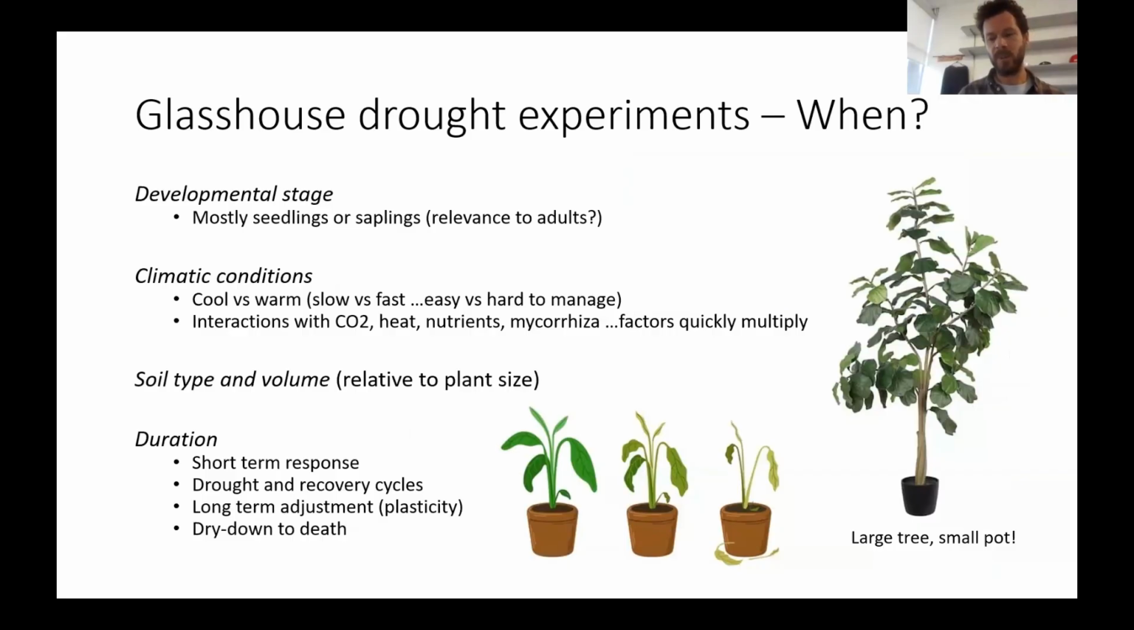So of course, a cool temperature regime will allow for a slower dry down. It's easier to manage. I've had experiments where it's just been a little bit too hot, or plants are a little bit too big relative to their pot size, which is another point there. And the plants just dry down too quickly. So you miss the chance to actually assess the physiological function that you're interested in. And it's not particularly realistic either. And of course, there's a bunch of interactions you can have with your experiments, including different CO2 treatments and temperature and nutrients.